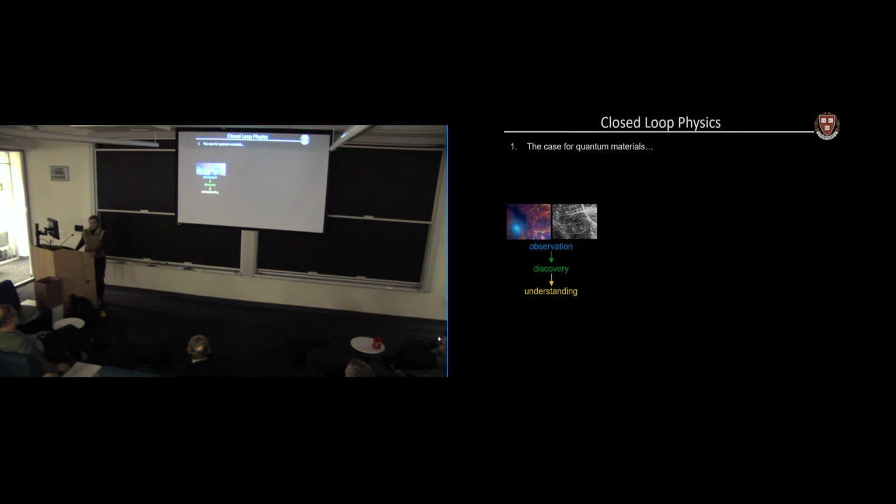So what's the case for materials, for atoms, for quantum materials? So the case is that it's closed-loop physics, and let me tell you what I mean. If we look at astronomy or we look at subatomic particles, the trajectory goes something like we observe a phenomenon, it's a really beautiful phenomenon, we discover something new, and we spend a lot of time writing down beautiful mathematical equations to understand that phenomenon.